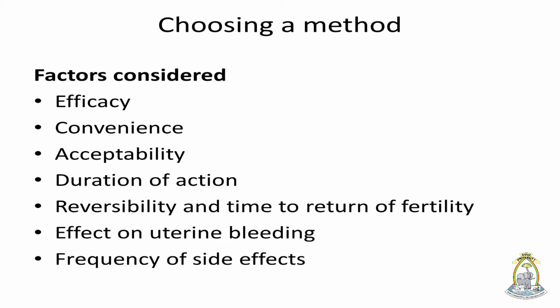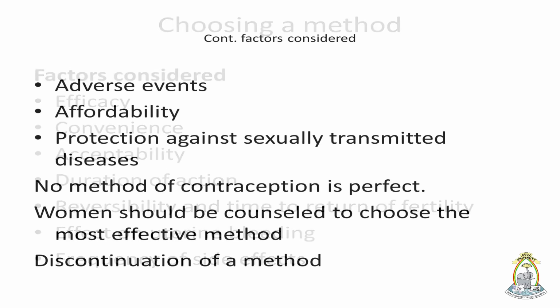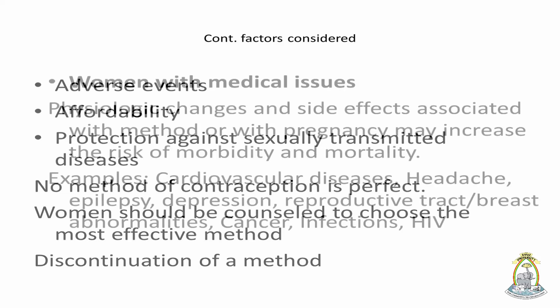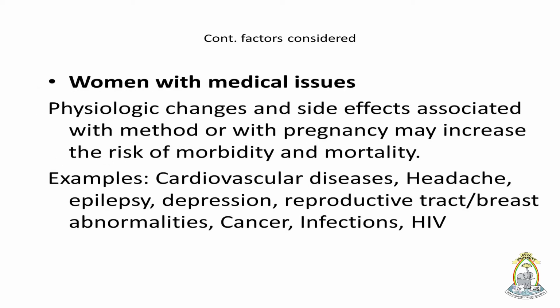You may also need to consider the effect of the method on uterine bleeding. Sometimes this affects the uptake and retention of family planning. And then also look at the side effects associated with them. Look at the affordability and the adverse events. Protection against sexually transmitted infections, if any, is very important, especially if you're using a method on a high risk population, especially sex workers. You need to use a method that can also protect them from sexually transmitted infection.